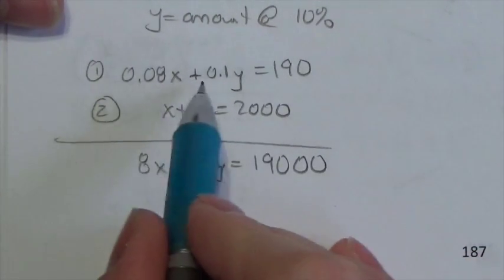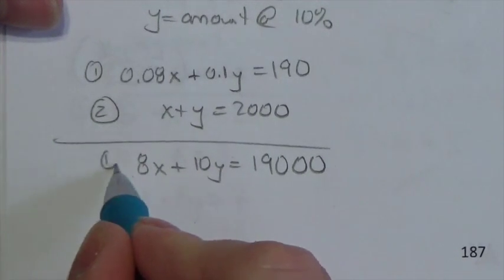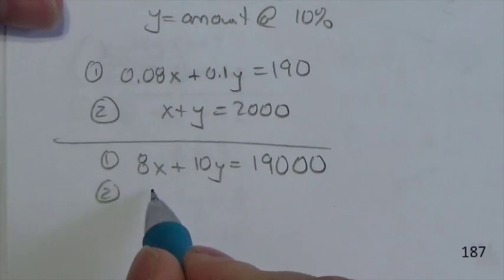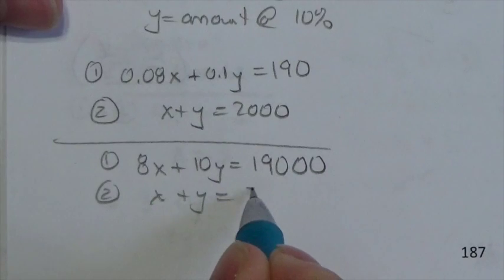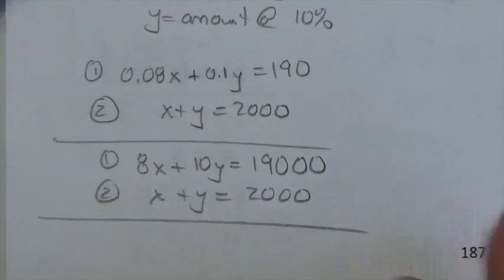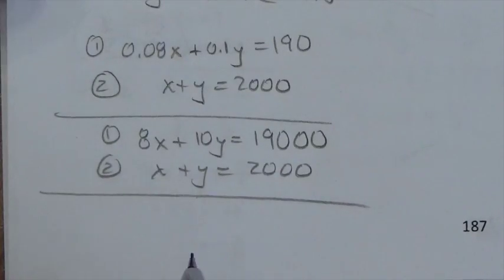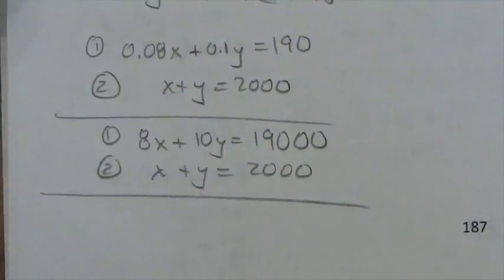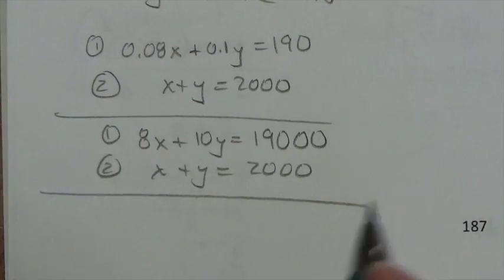19,000, because I have to multiply everything by 100 here. This is my new equation 1. And my equation 2 is simply going to be x plus y is equal to 2,000. Now, I hope you see that it's going to be fairly easy to get rid of either one of the variables at this point. Let's get rid of y. I think most people like to get rid of y.